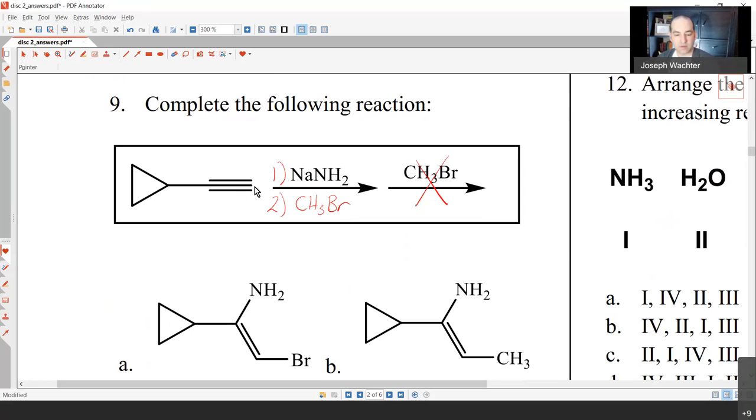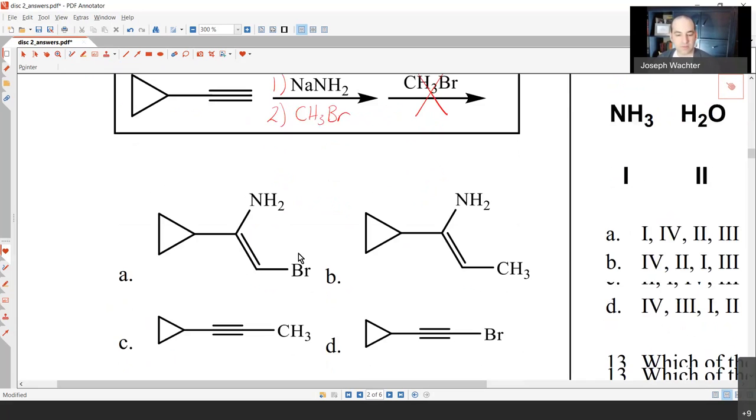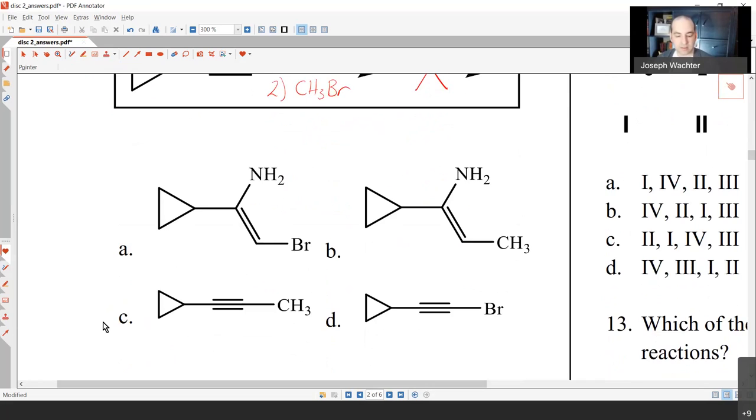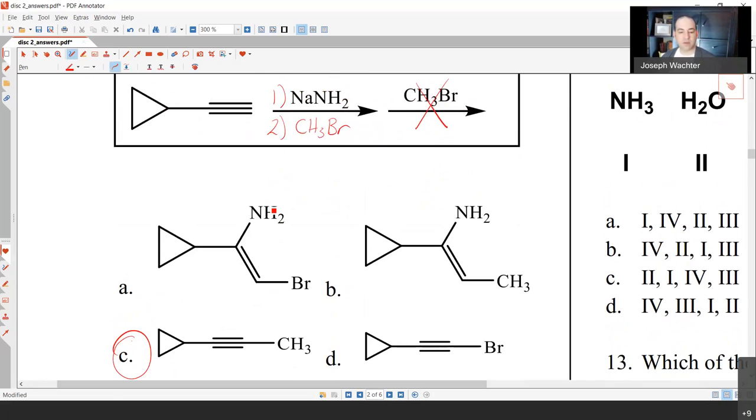So if we do that, then we're essentially methylating this. So we're adding the methyl group here through a substitution reaction. So that product is C. The A and B choices here are meant to trip you up and make you think that the NH2 is somehow adding to the alkyne, but it's just used as a base to deprotonate the alkyne.